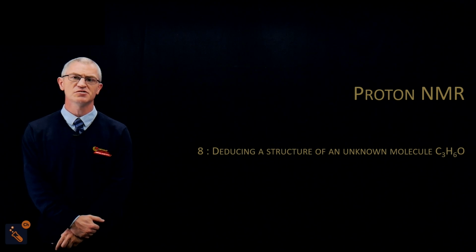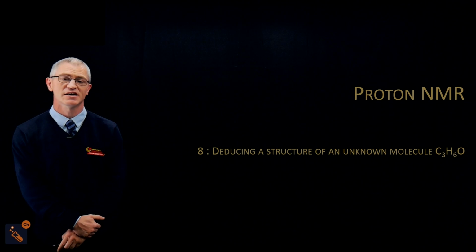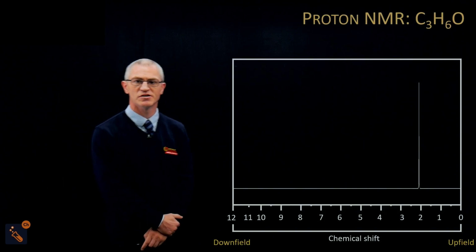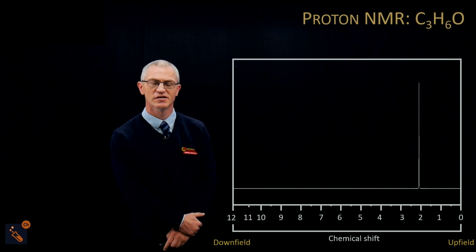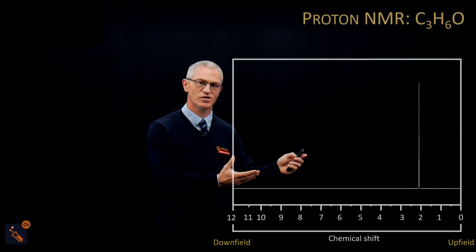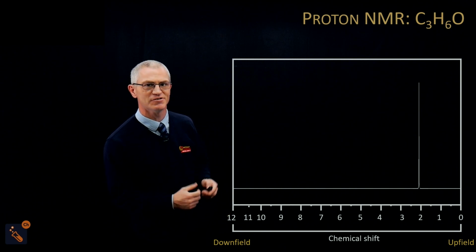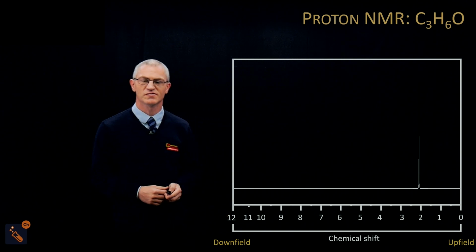In this video, we're going to deduce the structure of an unknown molecule C3H6, again, without a relative peak area. Okay, so this one is even simpler than the one we did in the previous video, which just has one singlet, and that is it. Okay, so you've got nothing to work from.